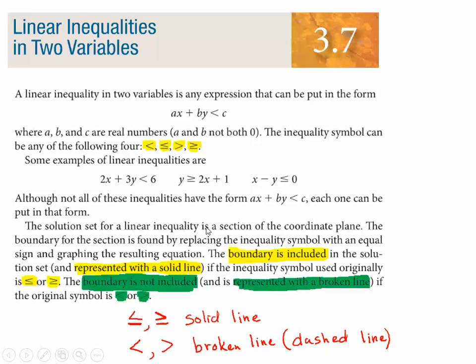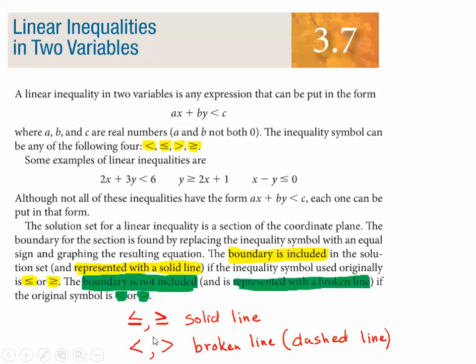Okay, so this is this little bottom section right here. If we have a less than or equal to symbol, or a greater than or equal to symbol, that little equal to means I want the stuff that's actually on the line. The way we show that is we draw ourselves a solid line, just like we did before with equal signs. No change there. But if it's a less than symbol or a greater than symbol, that means we don't want the things on the line.